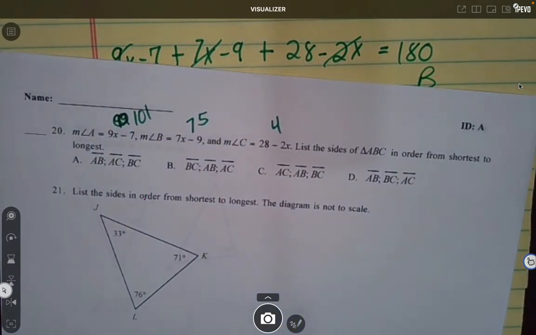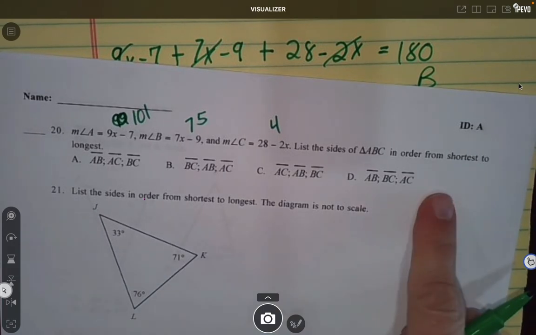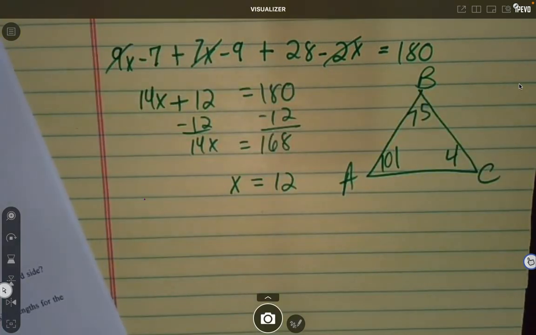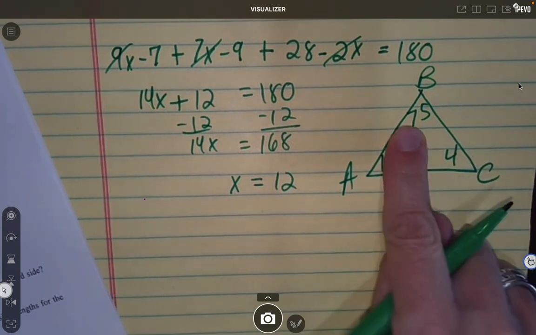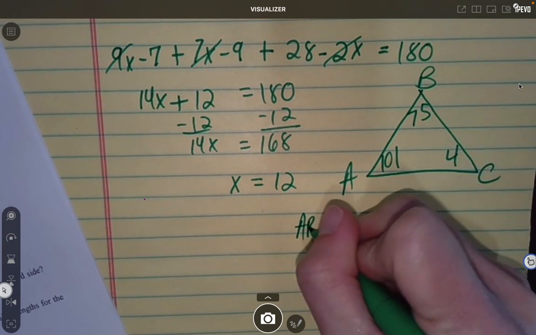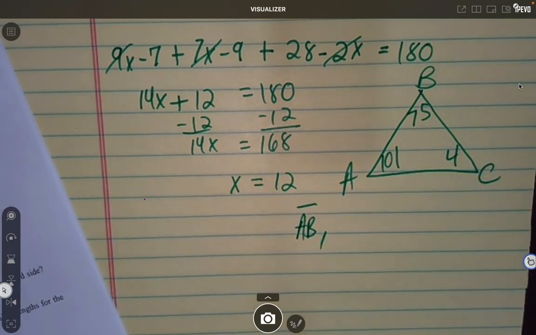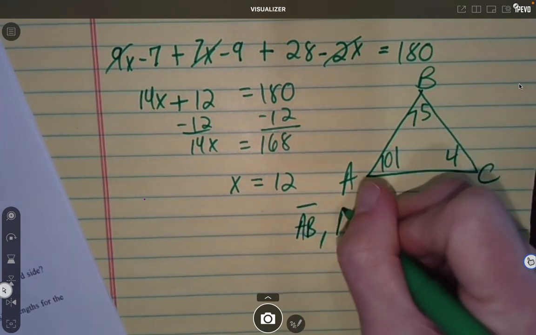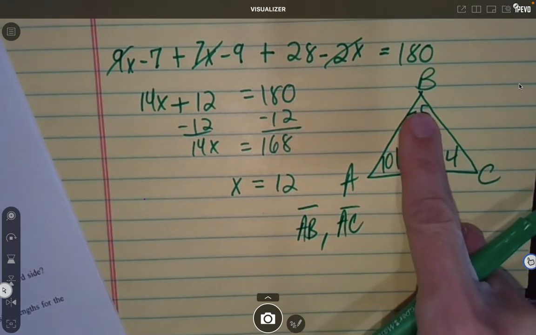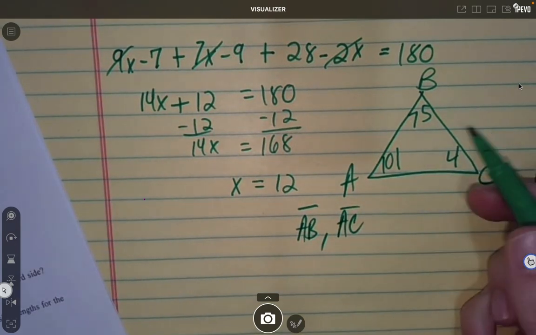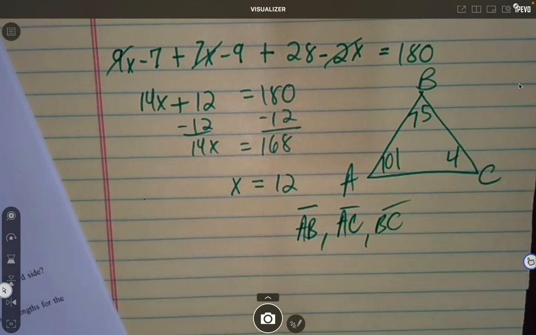Now, all that work just to list these from shortest to longest. Which one's the shortest? Maybe. Angle C, which goes with AB. Which one's the next one? AC, because angle B was 75. And then the last one must be what? There you go. That's shortest to longest.